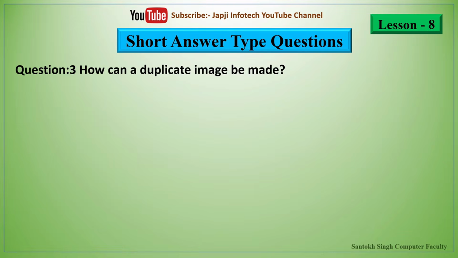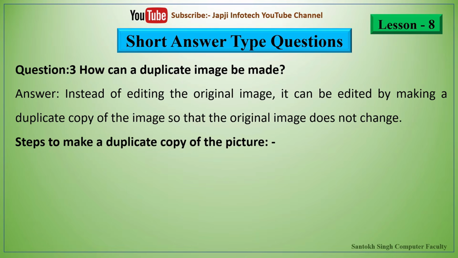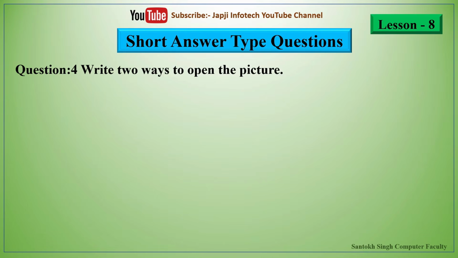The third one is, how can a duplicate image be made? Instead of editing the original image, it can be edited by making a duplicate copy of the image so that the original image does not change. The steps to make a duplicate copy of the picture are: click on the image menu, click on the duplicate option, or the Ctrl+D shortcut key can be used.